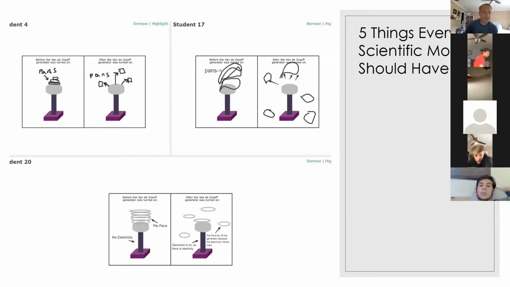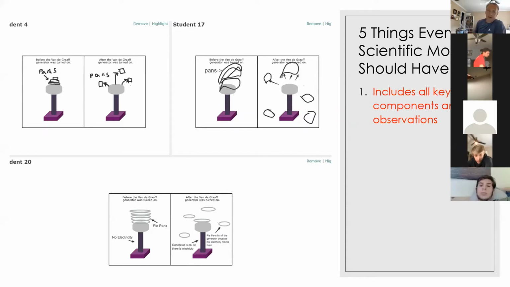And I picked out 3 random examples of the drawings that you guys did, because I wanted to highlight the amazing artistic ability of some of you, which was awesome, as well as to go over what I'm looking for in the future as we start refining what our model should be. So there's 5 things every model should have.